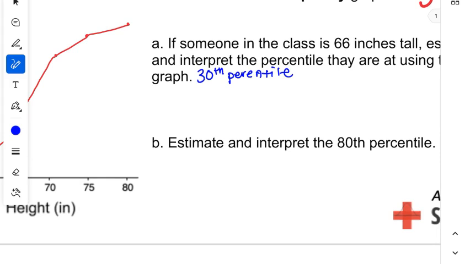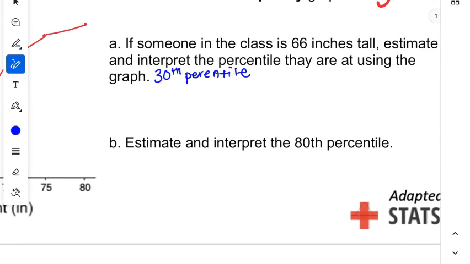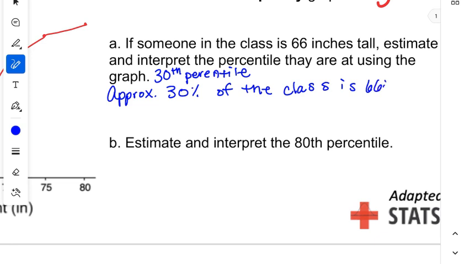So that's where we're going to write a sentence. So approximately 30% of the class is 66 inches or shorter. And there's a variation that you could write. You could say 30% of the class is at or below 66 inches, less than or equal to 66 inches.